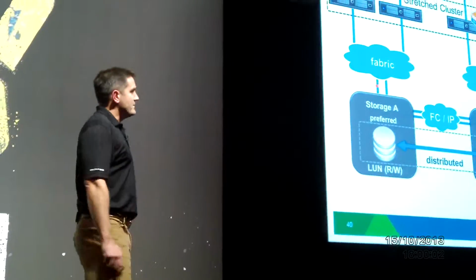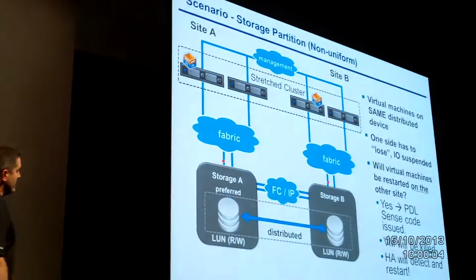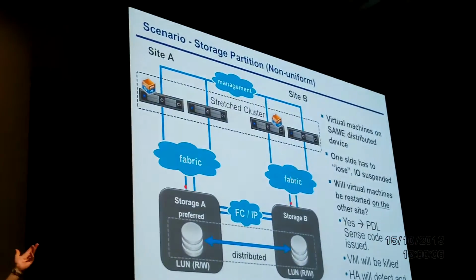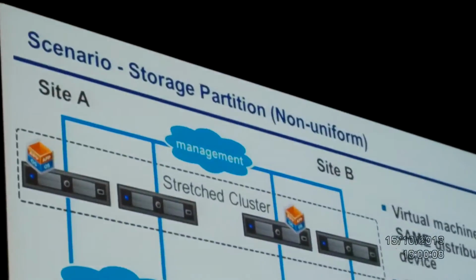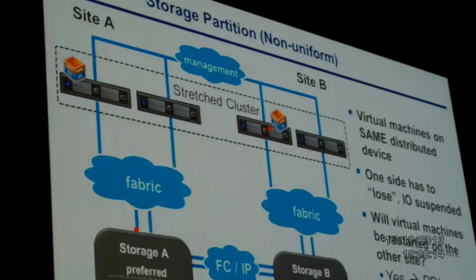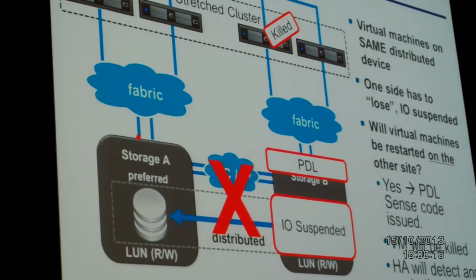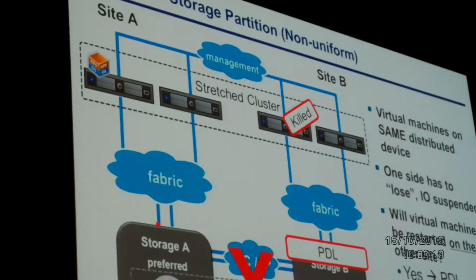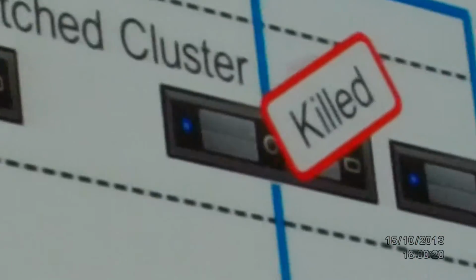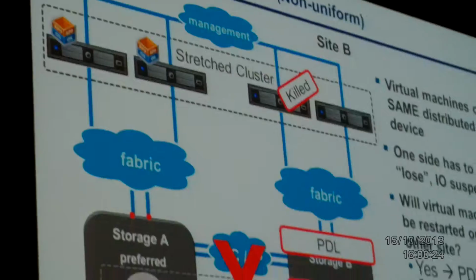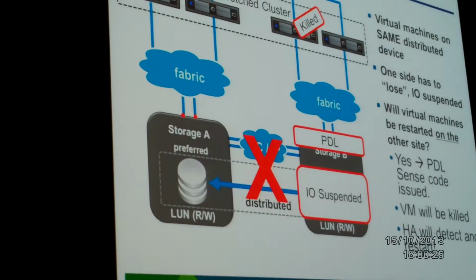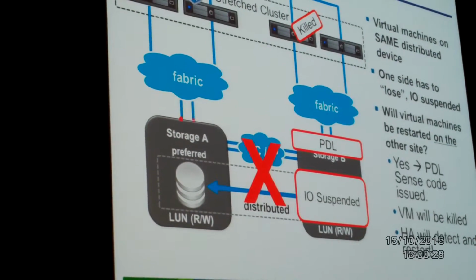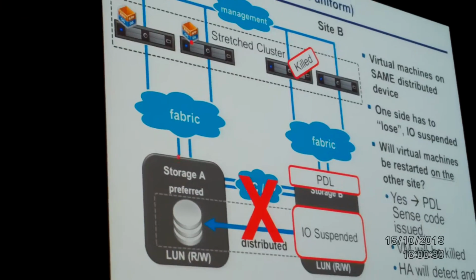So in a non-uniform example, again we've got the same virtual machines here, two independent VMs, it's not the same VM, but they're sitting on the same distributed VMFS volume. So we now have a partition. So what happens in this situation? Because they were sitting on the same device, the storage is going to make a decision at this point, because in a partition situation it can't have that VMFS volume read-write on both halves of the partition. So there'll always be a winner and a loser.